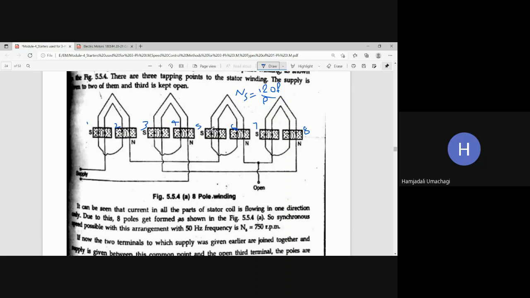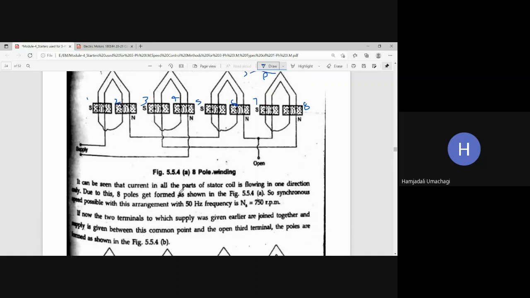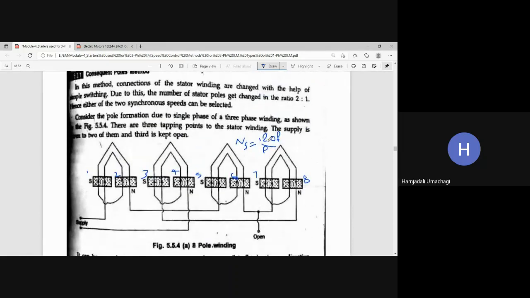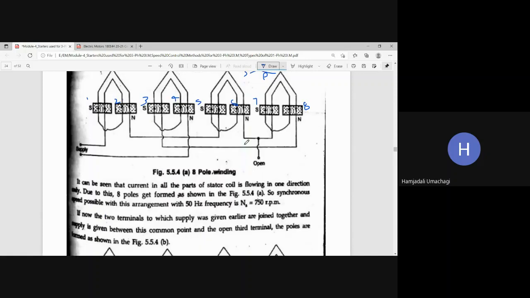8 means 1, 2, 3, 4, 5, 6, 7, 8. So with this configuration, we are going to get 8 poles. Due to this, 8 poles get formed as shown in figure 5.5.4a. The synchronous speed possible with this arrangement at 50 hertz frequency is Ns equal to 750 rpm. We know the basic well-known equation is Ns equal to 120 f by P. If this configuration gives number of poles P equal to 8 with frequency f equal to 50 hertz, then the synchronous speed we attain with this pole configuration is 750 rpm. So this is the one synchronous speed we achieve for 8 poles.